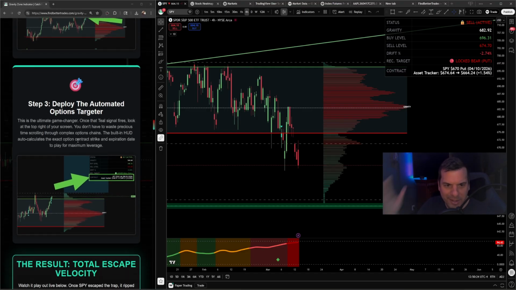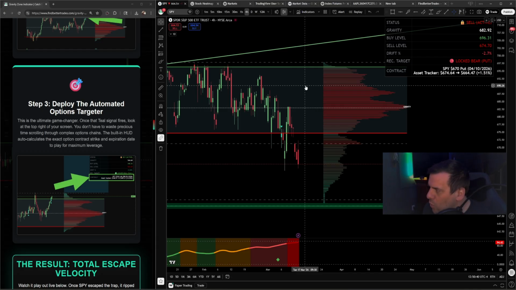And we actually kind of already discussed step number 3, which is to deploy the automated options targeter. It's exactly what we're doing. It's exactly where you would target. So you don't even have to trade options with this. You can even grab shares or short some of these positions, either or, it doesn't really matter. And you don't just have to rely on this with stocks.